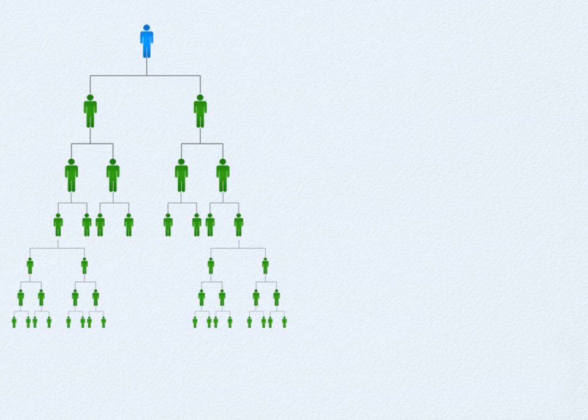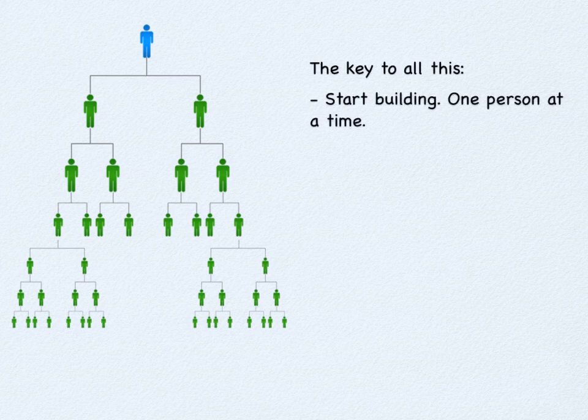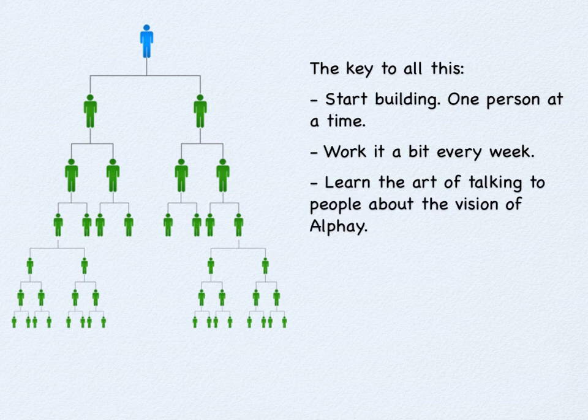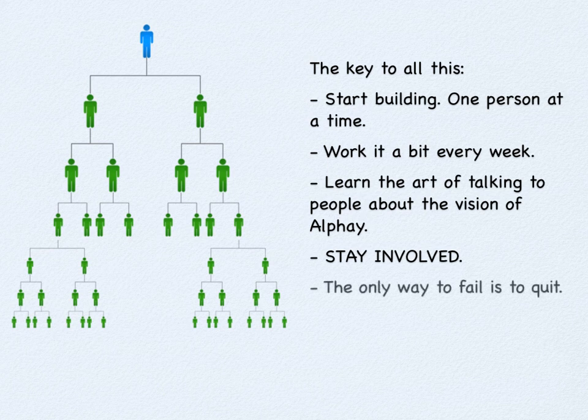So the key to all of this is start building one person at a time. Work it a little bit every week. Learn the art of talking to people about the vision of Alpha in such a way that they get involved. The other one is stay involved. Stay on conference calls. Get onto trainings. Learn what's going on. That will further your whole education, because really the only way to fail at this is to quit.